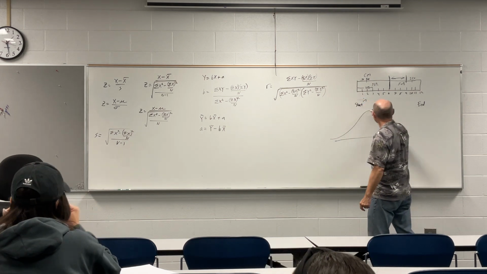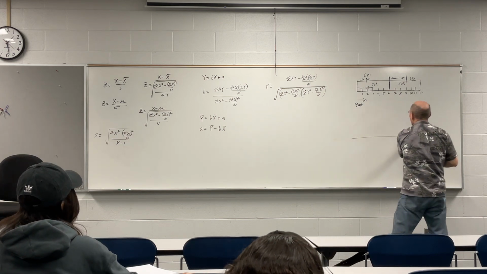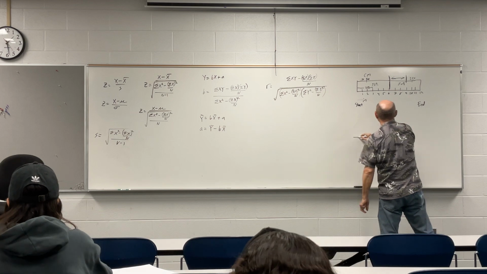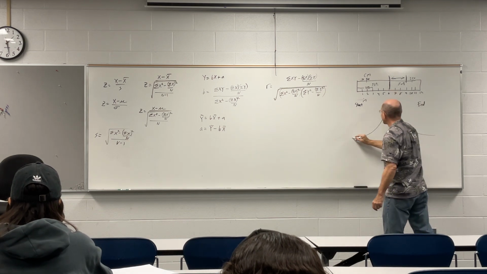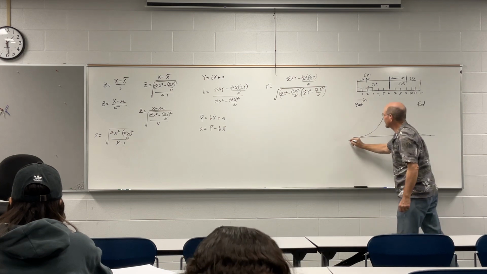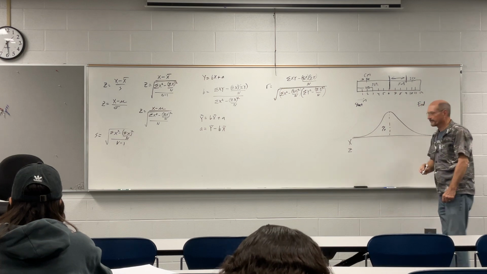Here's my Z distribution. Actually, let me line it up a little better. Actually make it look like it corresponds to the ruler. So let's put the middle right there, the 6 in the middle of the ruler. Right? I've got an X score, I've got a Z score, I've got a percentage.